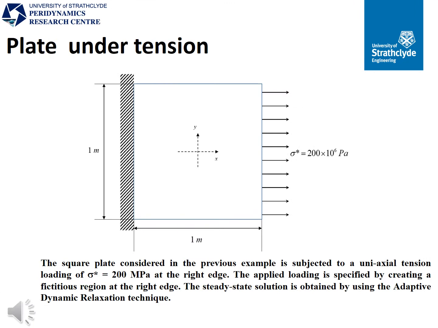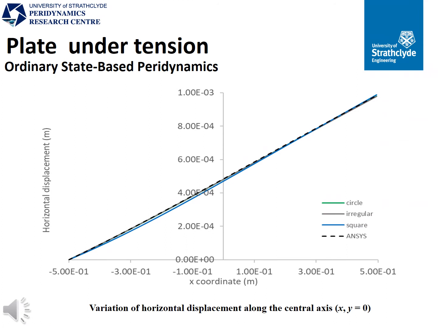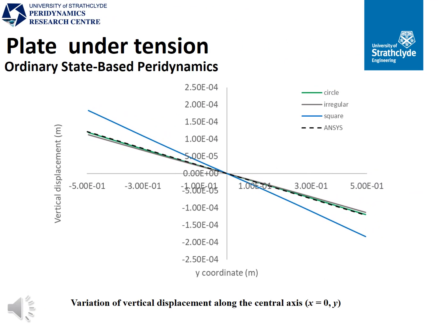Next, we considered a static problem, which is a plate under tension. In this case, we applied a tension load at the right edge while fixing the plate at the left edge. Again, we first solved this problem by using ordinary state-based peridynamics, and we observed a slight difference for the square horizon for horizontal displacement results compared with ANSYS. For vertical displacement, the difference is much more obvious. Although circular and irregular shapes agree very well with the ANSYS results, the square horizon couldn't capture the expected behavior.